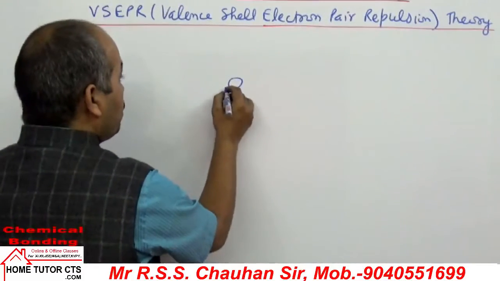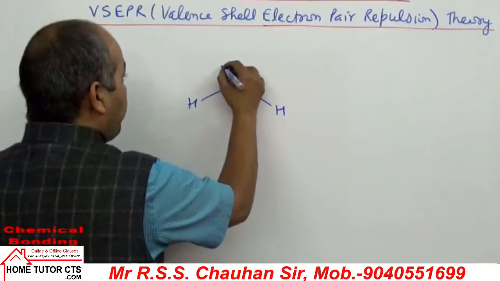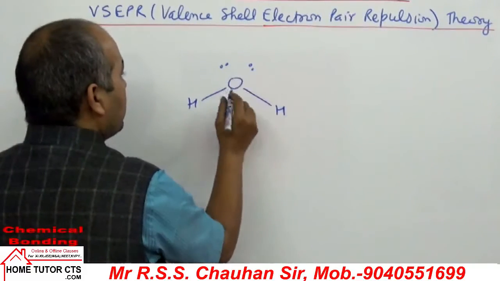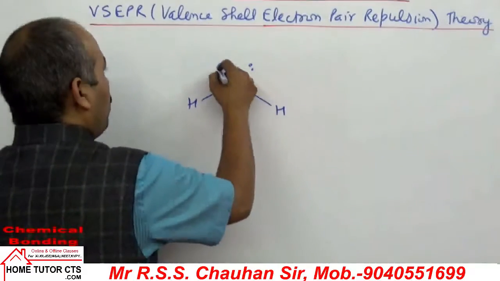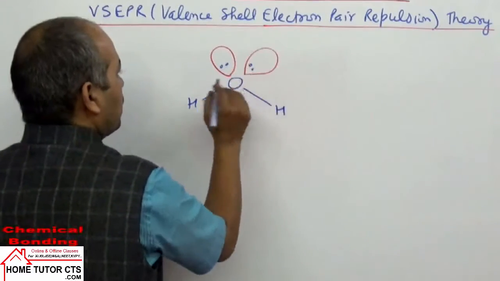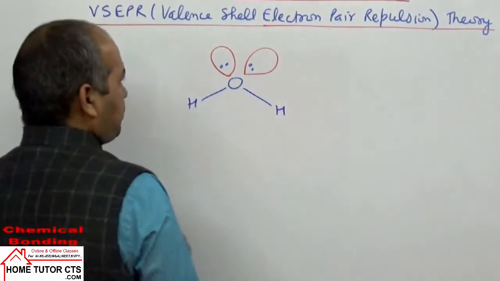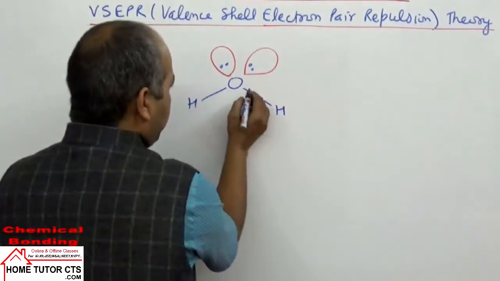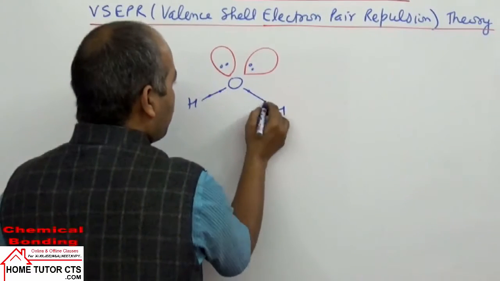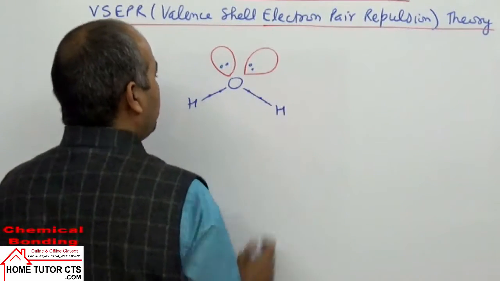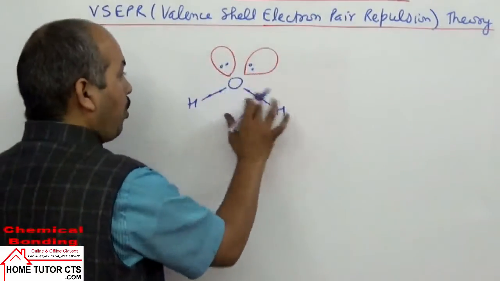If I take an example of the water molecule, this O will have two lone pairs and two bond pairs. This can be taken as lone pair and this is bond pairs. If I draw bond pairs, the bonding pair is closer to oxygen. So this is bond pair. So in the water molecule, on oxygen we have two lone pairs and two bond pairs.